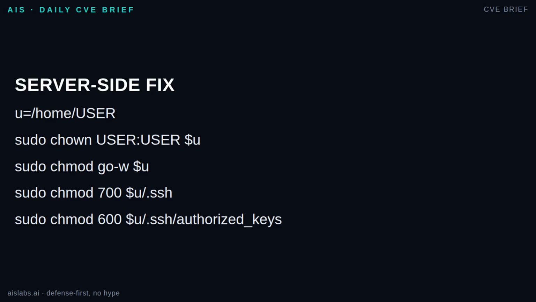On the server console, set a variable for the user home so the commands are harder to mistype. The home directory must be owned by that user and not writable by group or others. Then .ssh should be 700, and authorized_keys should be 600. Also check the public key is one complete line with no wrapping damage. After fixing this, watch the server log while connecting again. On many systems, that is journalctl for sshd. Debian style names may show ssh instead.